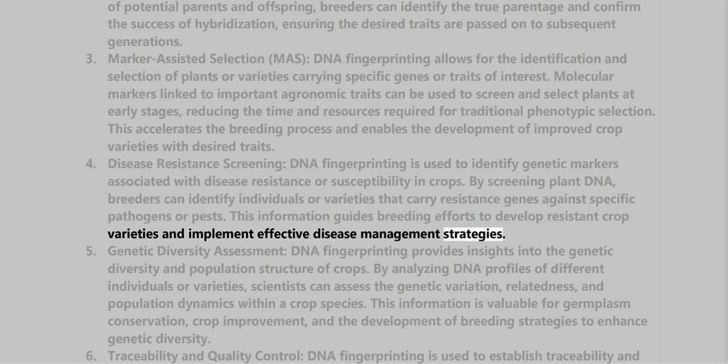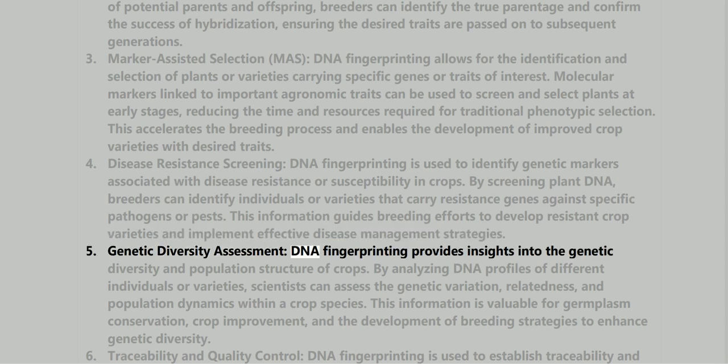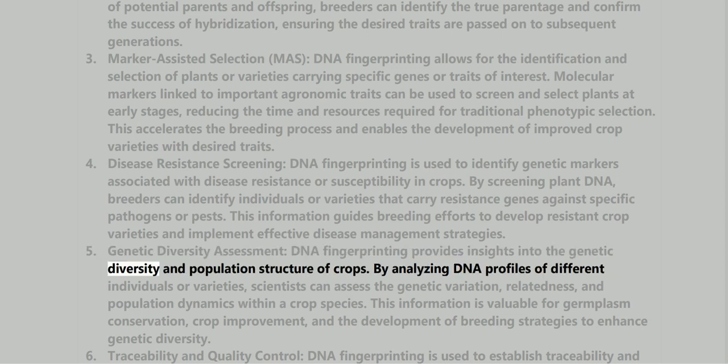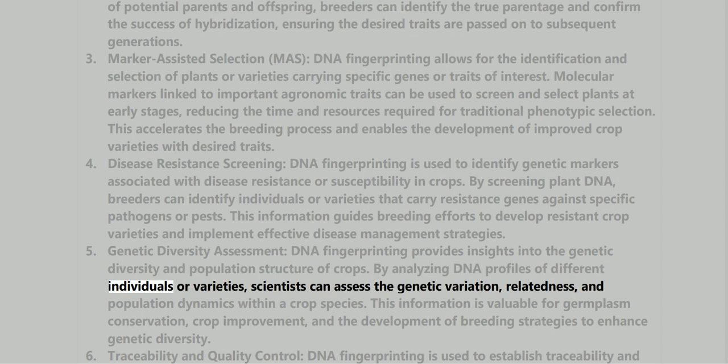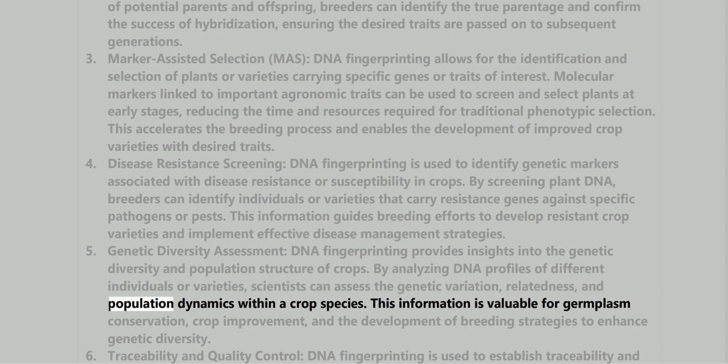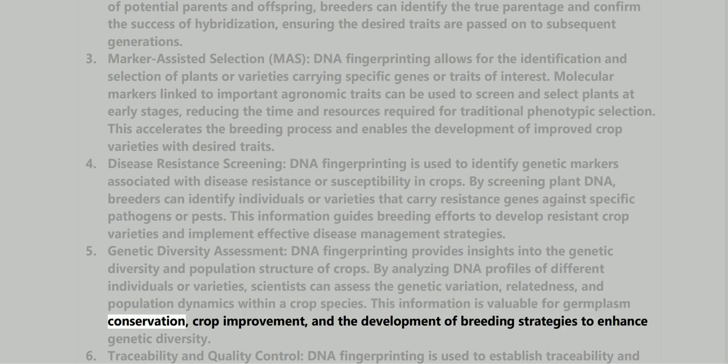5. Genetic diversity assessment. DNA fingerprinting provides insights into the genetic diversity and population structure of crops. By analyzing DNA profiles of different individuals or varieties, scientists can assess the genetic variation, relatedness, and population dynamics within a crop species. This information is valuable for germplasm conservation, crop improvement, and the development of breeding strategies to enhance genetic diversity.